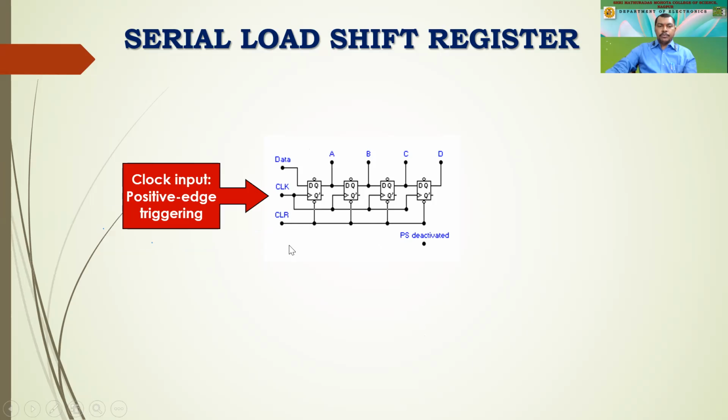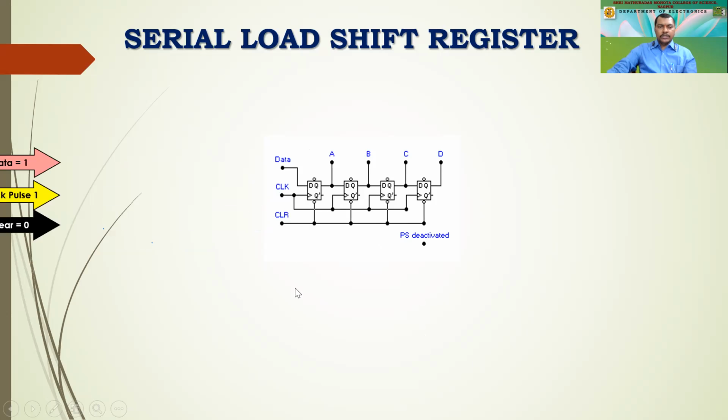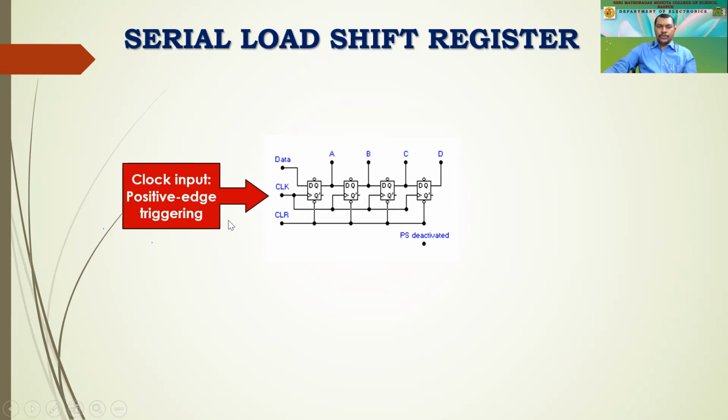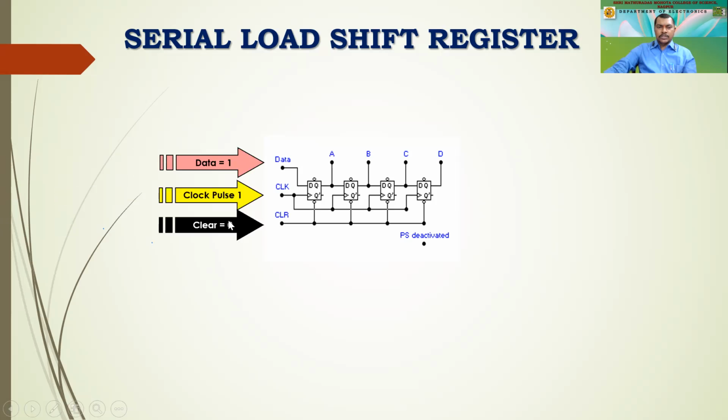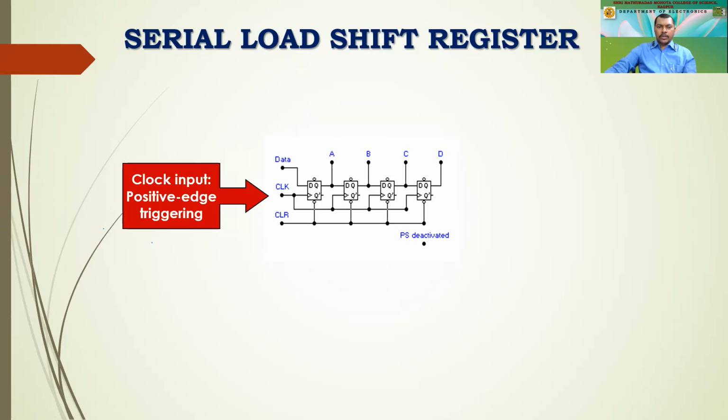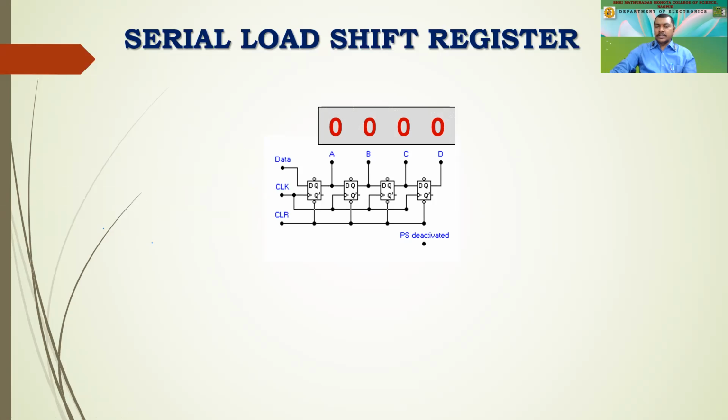Then the clock input is positive edge. So it is working on the positive edge. I guess it is not bubbled, so that's why it is going to work on the positive edge, right? Let us see how it is going to work. As I showed you, we have the data, clock pulse and clear. As soon as we have that, the outputs are cleared over here.